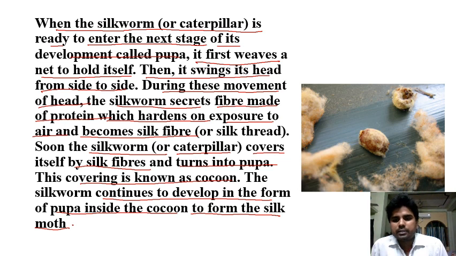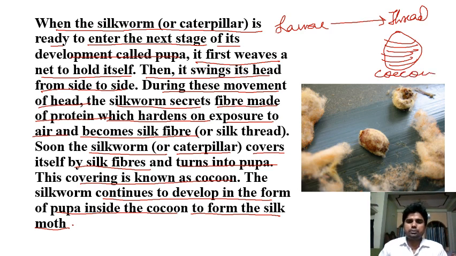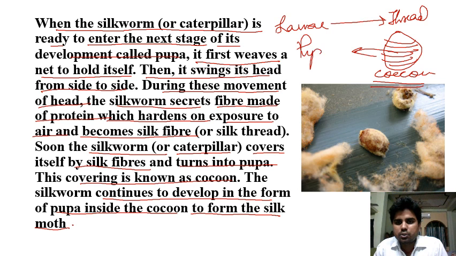Okay student, just now we have discussed that the larva will develop a thread-like structure around itself and at last it will become a cocoon. The covering is known as cocoon, and the stage where the cocoon is formed is known as the pupal stage. Is it clear students?